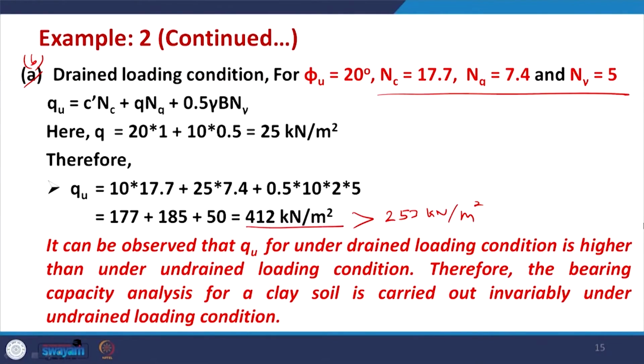So the bearing capacity under the drained loading condition is higher than under the undrained loading condition. Therefore, the bearing capacity analysis for a clay should invariably be carried out under the undrained loading condition. Why? The simple reason is that we want to be on the conservative side. So the answer for the undrained loading condition, where qu is smaller, is the one to use.